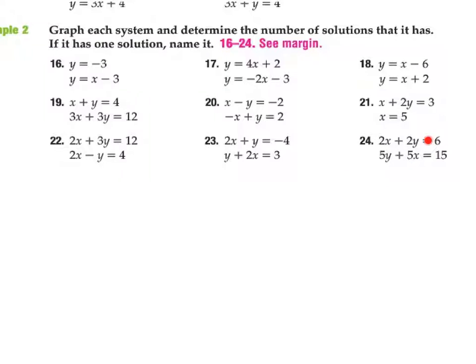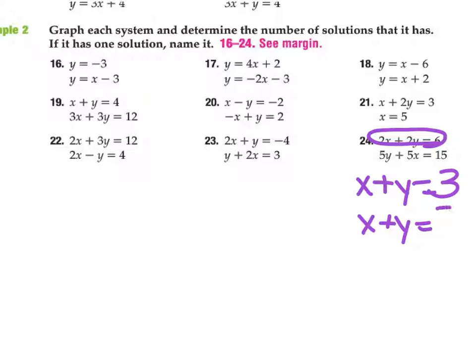Now if you look down here at 24, in the top one, if I divide everything by 2, I think I get x plus y equals 3. In the bottom one, if I divide everything by 5, I think I get x plus y equals 3. So that means all real numbers. So for 18, I don't need to graph because I know they're parallel. For 24, I don't need to graph because they are the same equation. So what about a different one?